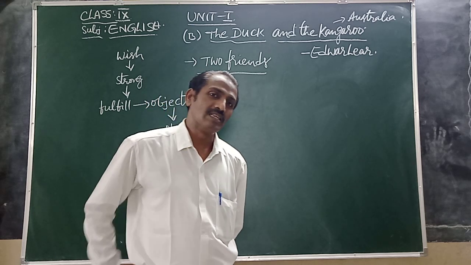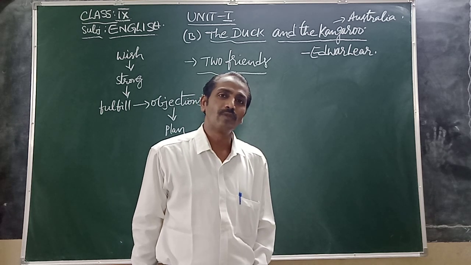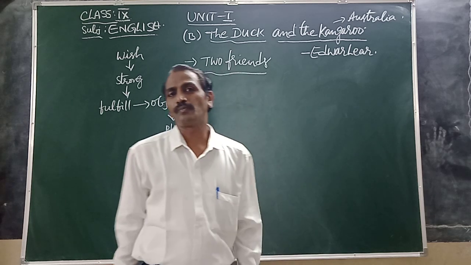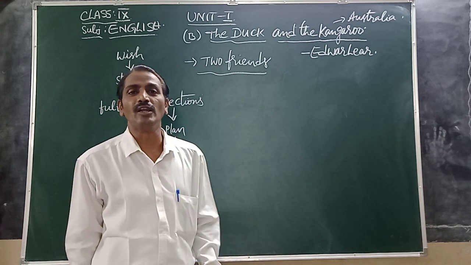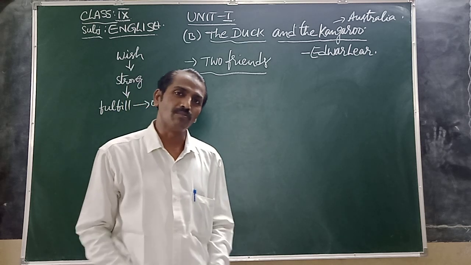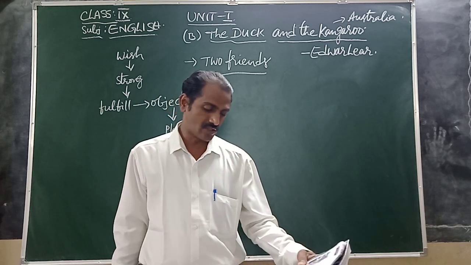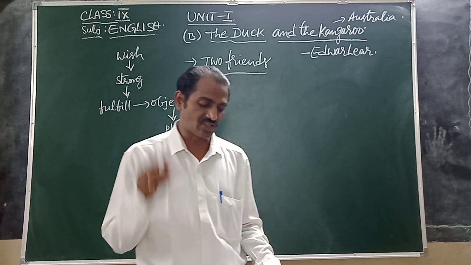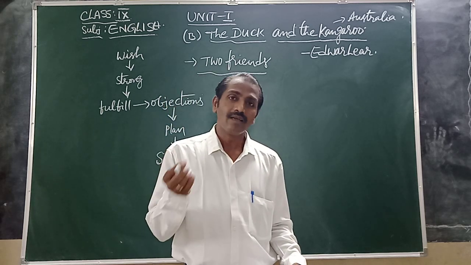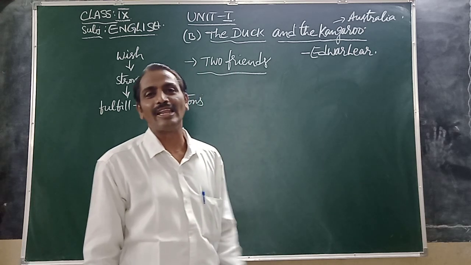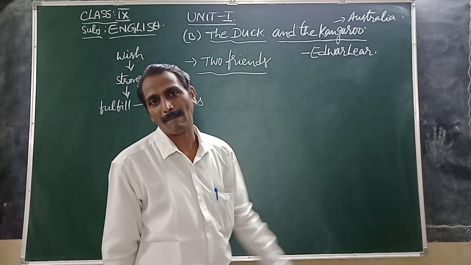Okay, let us go through the stanzas. Now, students, all of you should open your textbook and take a pencil. Note down any difficult word and write the meaning of that particular word. Let us go to page 16, The Duck and the Kangaroo. Kangaroo is an animal which represents Australia.